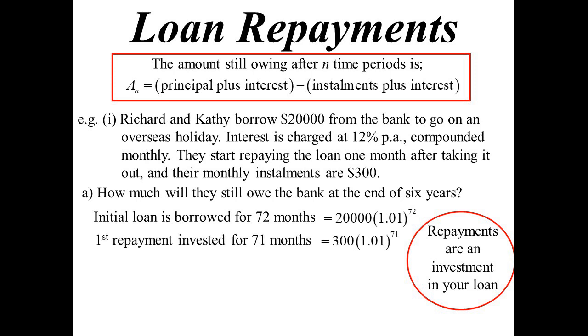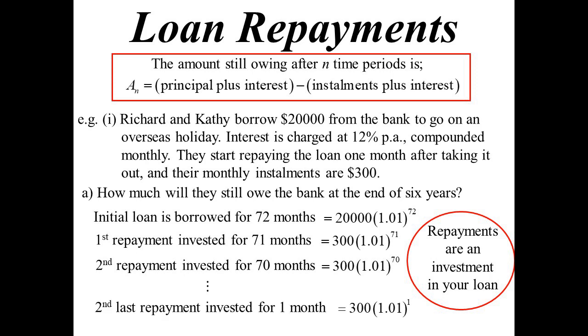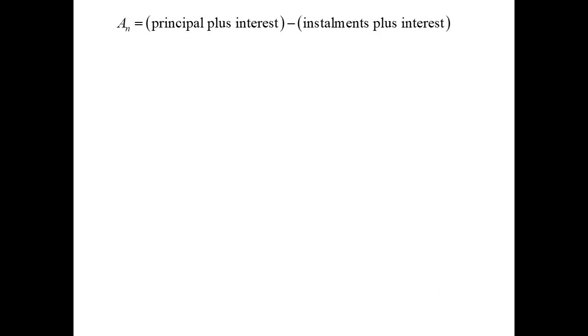My first repayment will be in the bank for 71 months, because I'm going to put it in at the end of the first month. So it'll be worth 1.01 to the power of 71. The second repayment will be in there for 70. So exactly like we were just doing. And we will keep going and we'll keep going. The second last repayment will be in there for 1 month. And then the last repayment, well, it's going to be in there for no months. So it's simply $300. They, added together, will be the installments plus the interest.